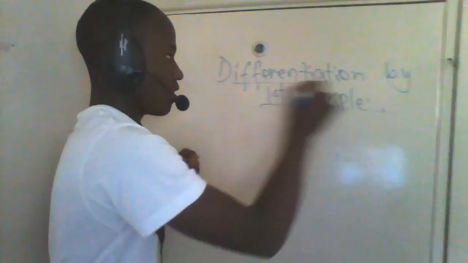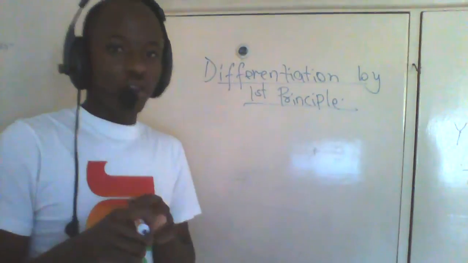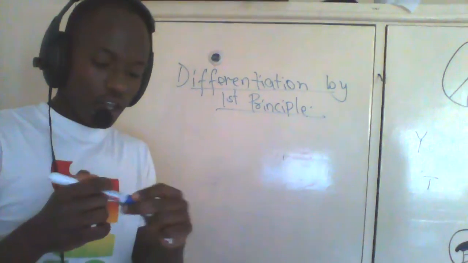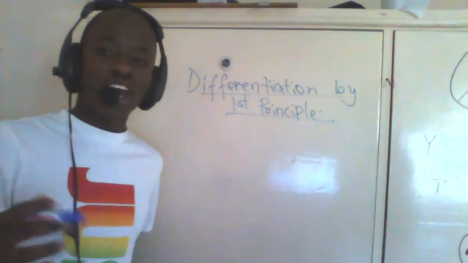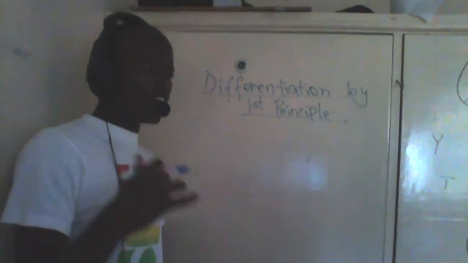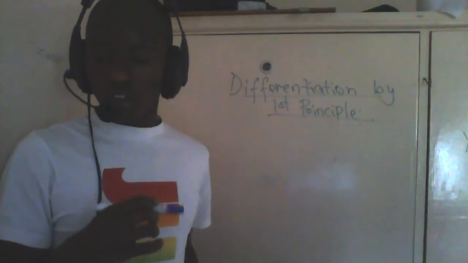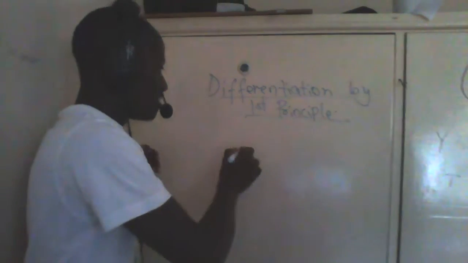Now, we know differentiation is just another way of getting the gradient function of an equation. Once given an equation of a line or a curve, you get the gradient function by differentiation. Now, let's take an instance of this curve.